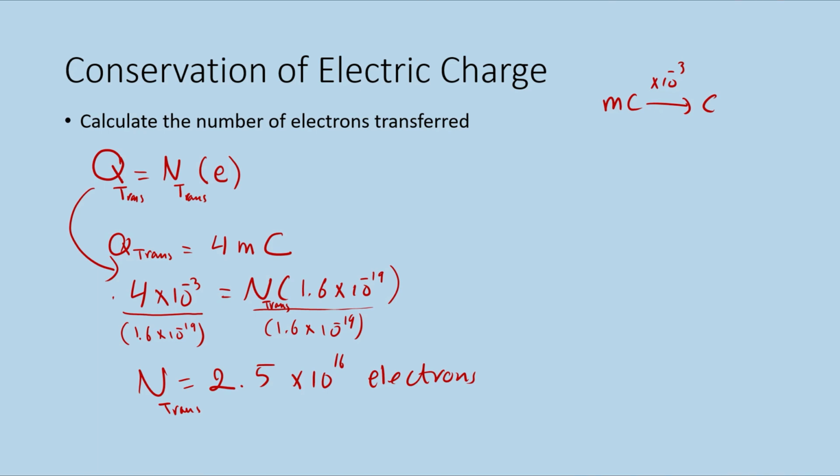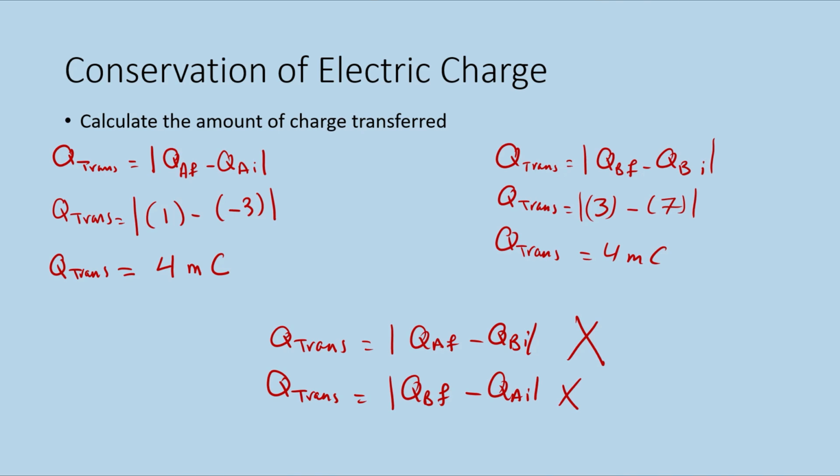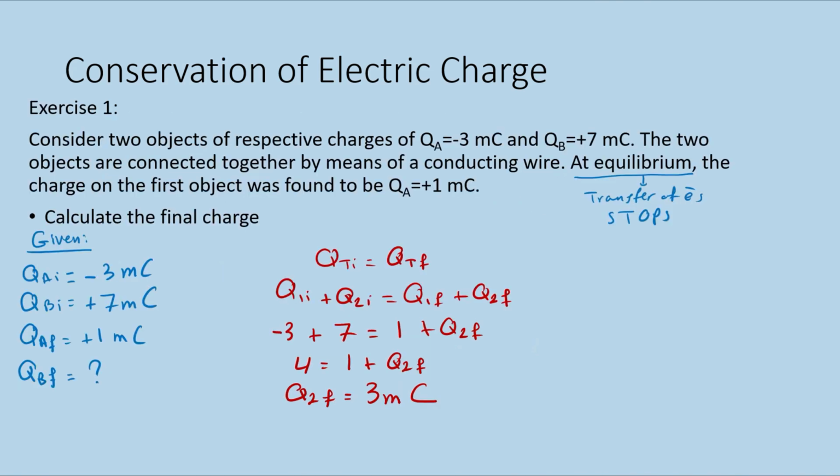So let's go back a bit to see. QA initial was -3 and the QA final was +1. It means that A lost electrons. QB initial was 7, QB final was 3, which means that B gained electrons.